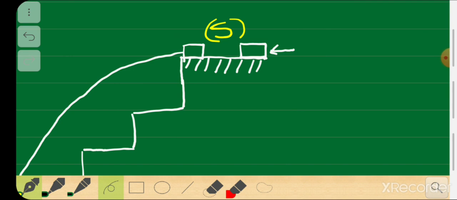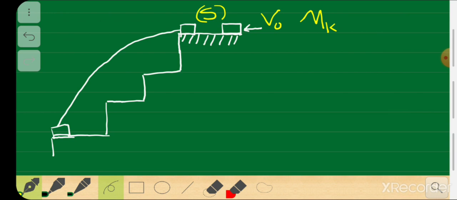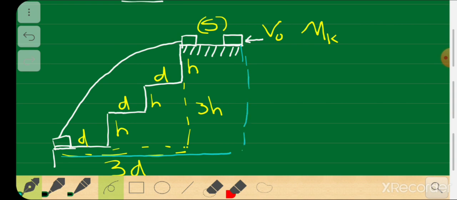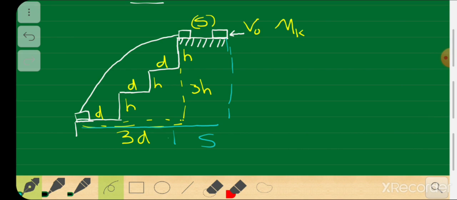What other information do we have? The box is going to travel some distance, say s. It has an initial velocity v0, and the frictional coefficient is mu k, the kinetic friction of the surface. Let's say each of these steps has some height h. So the total height will be 3h, and each step has an x distance d, so the total distance downside will be 3d. The total distance of the whole base will be 3d plus s.